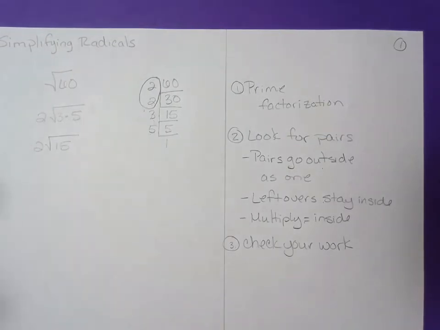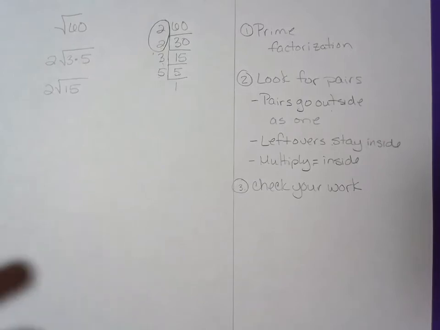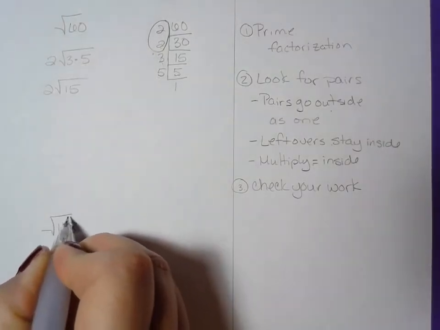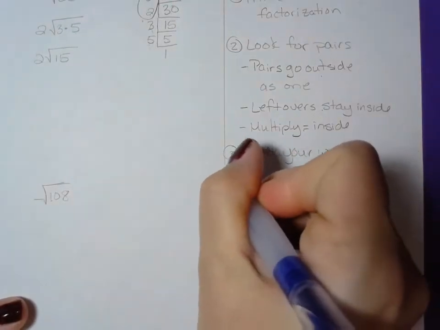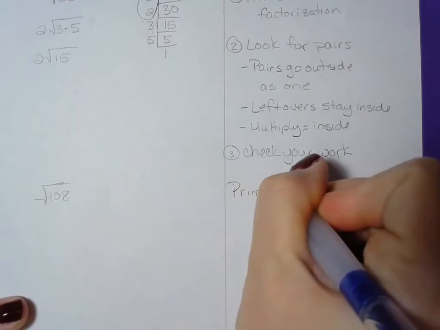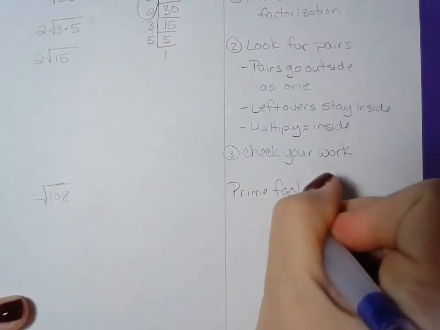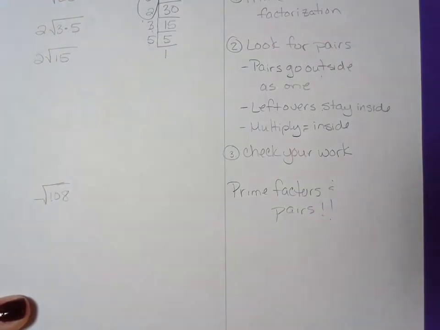So, pretty simple. Nothing overly complicated here. Nothing new to you. Just using what you know in a different way. So let's go and let's do a slightly bigger number. So let's do the square root of 108. So we're going to do prime factors and pairs. So we're going to find the prime factors and we're going to find pairs. So let's do our upside down birthday cake. Prime factors and pairs is where we start.